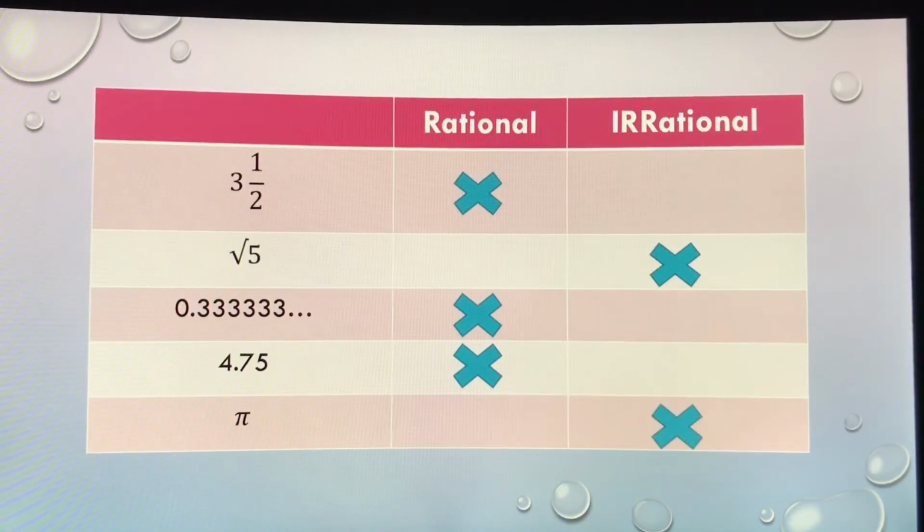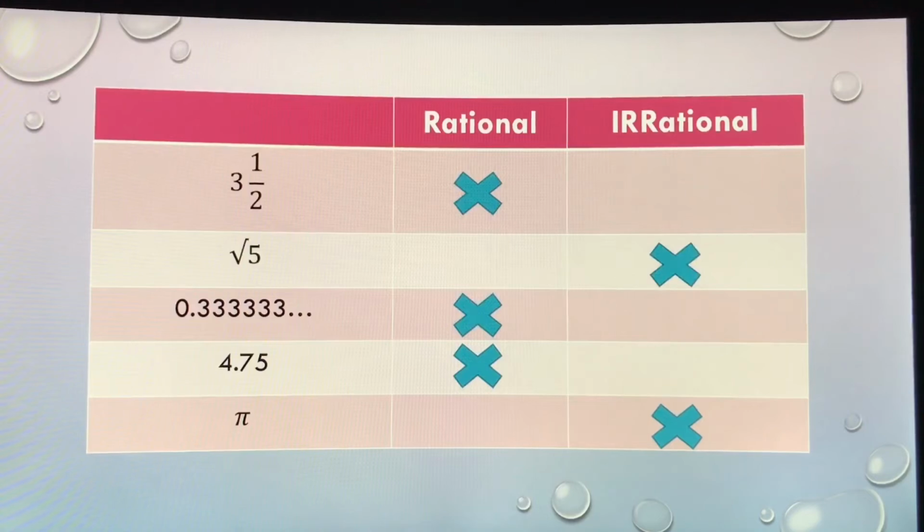mark pi as irrational. You'll start realizing if there's anything out there that has pi in it, if it's 2 pi, if it's 6 pi, if it's 3 pi plus pi, that is an irrational number, no matter what. Multiplying something by pi keeps it irrational.